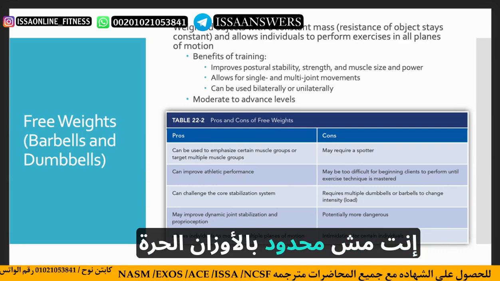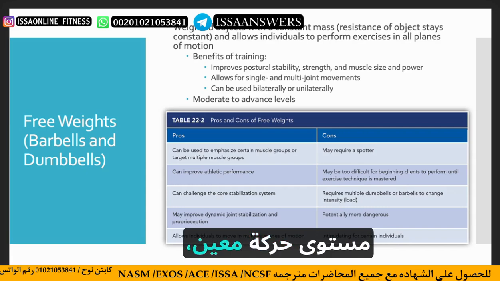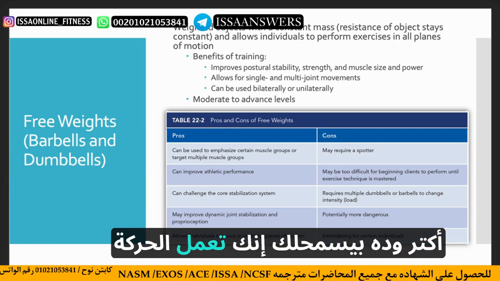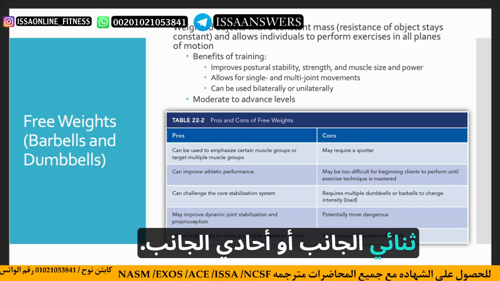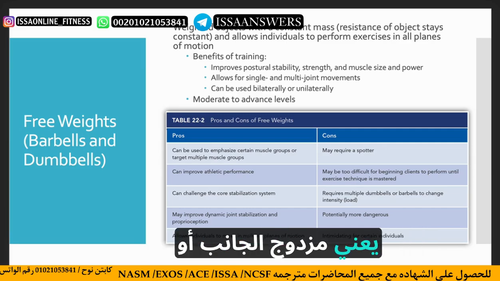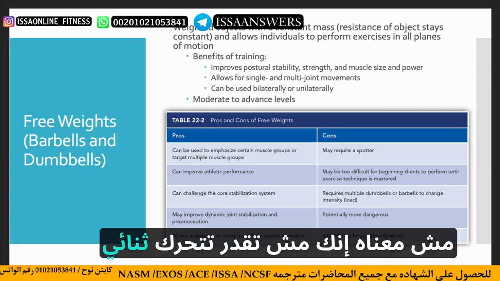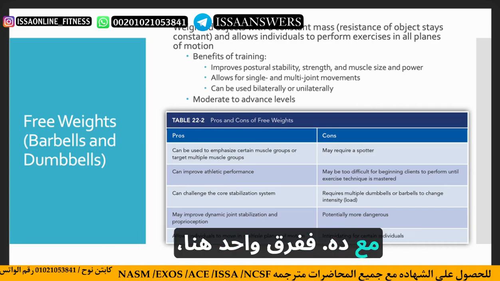You're not as limited with free weights as you are with a machine, because with a machine you can work in a certain plane of motion, but it's fixed to that plane of motion, and that's critical. With a free weight, you can move a little bit more freely, and it still allows single and multi-joint action. It allows you to go laterally and bilaterally or unilaterally, so double-sided or single-sided. It doesn't mean that you can't go bilateral or unilateral with machines, but you're more limited with that.